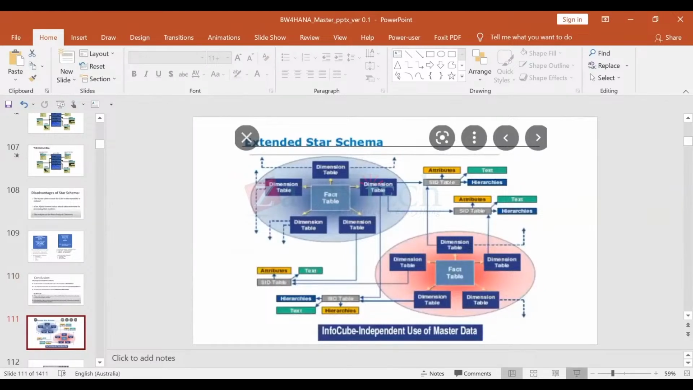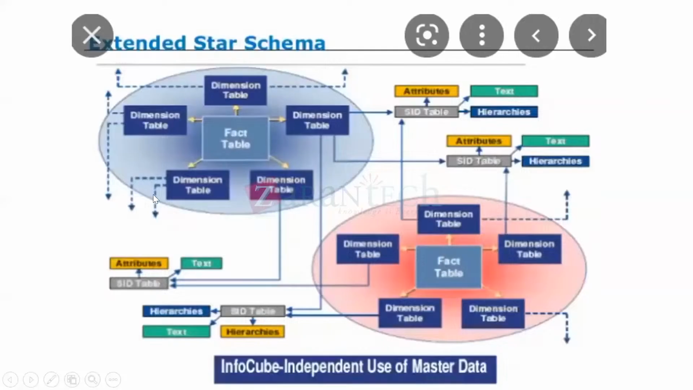Not sure how clear or visible this slide is. Now this is looking a bit more complicated to you, but don't panic by just looking at the picture. We have a fact table here. We have dimension tables. Dimension tables contain the characteristic data.